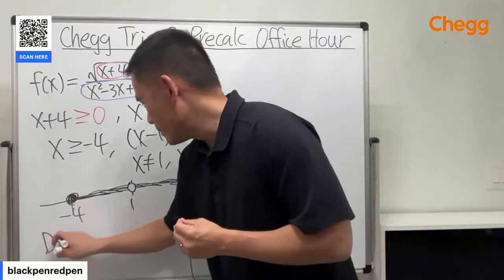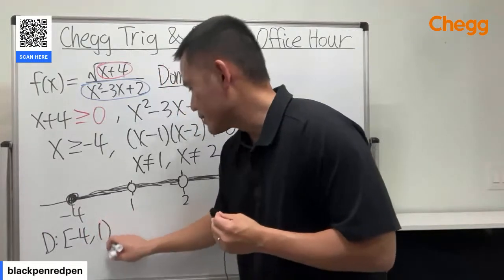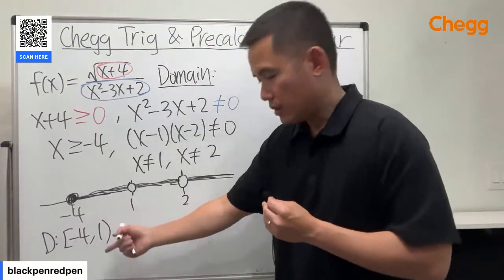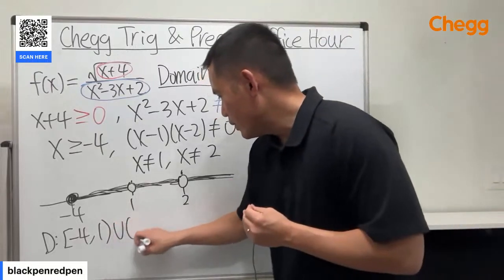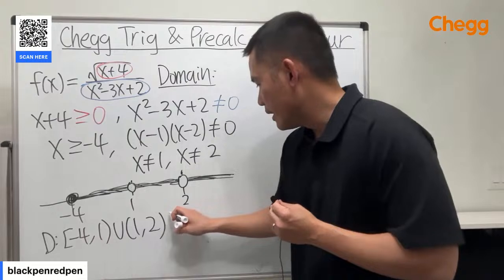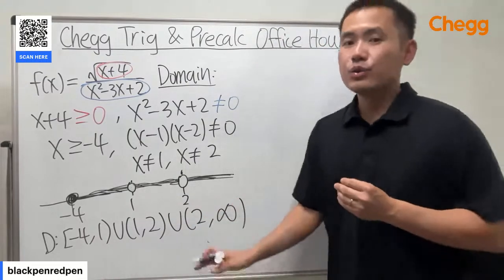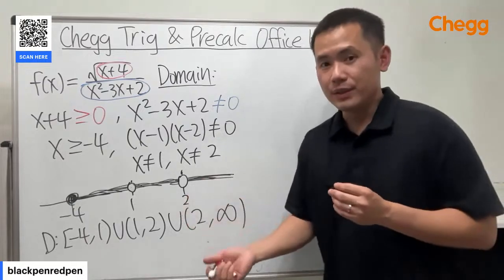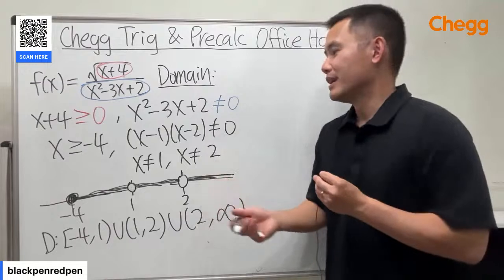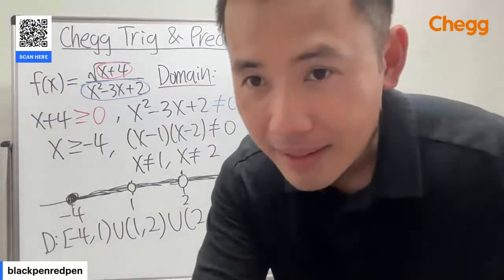I'm going to write it in interval notation. So the domain, -4 to -1. Sorry, -4 to 1. Parentheses for the 1 because we're not including that. Union 1 to 2. And then union 2 to infinity. Usually, the domains will be written in interval notation, so make sure you also get used to that as well, right? So that's that.